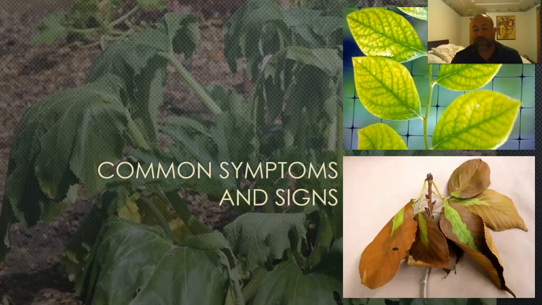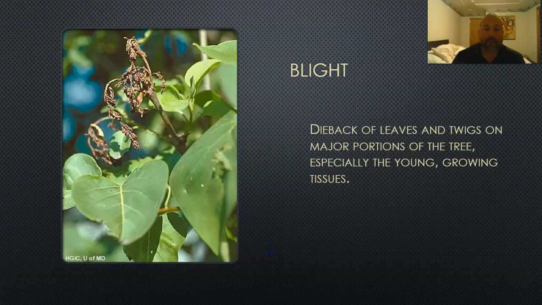Let's go over a bunch of common symptoms and signs. The first one we're going to look at is blight. The idea of blight is that you get a dieback of leaves and twigs on major portions of the tree, especially the young growing tissues. We'll talk about dieback as well, but when we're talking about blight, we're talking about a major portion of the tree. With dieback, you might just get a certain area, but with a blight, you should get dieback of the leaves and twigs on major portions of the tree. It says especially the young growing tissue, so it should always start on the outside, working towards the center of the tree.